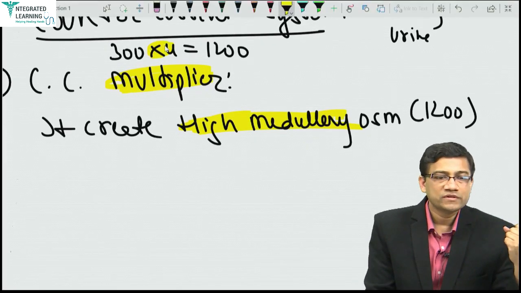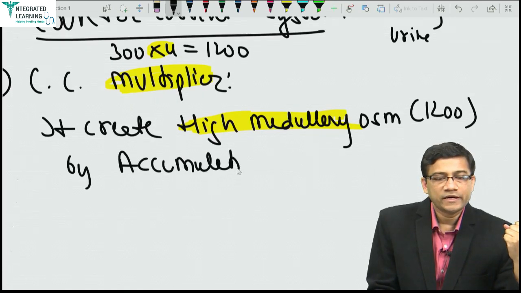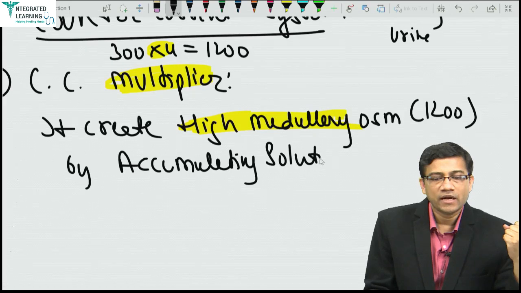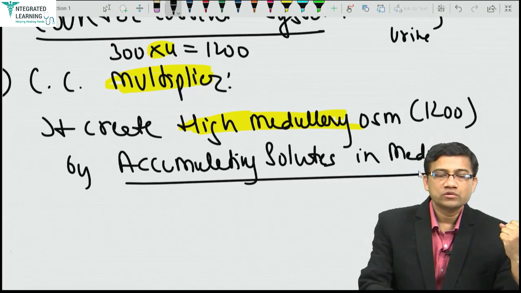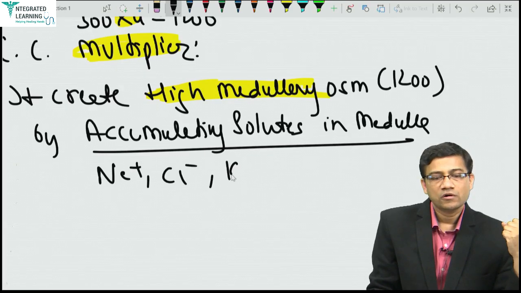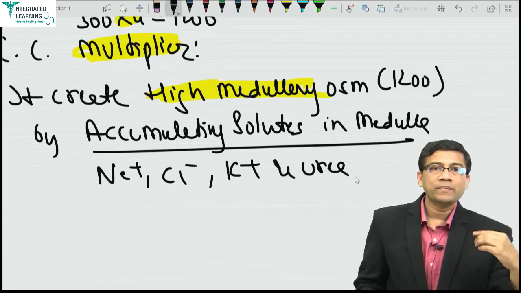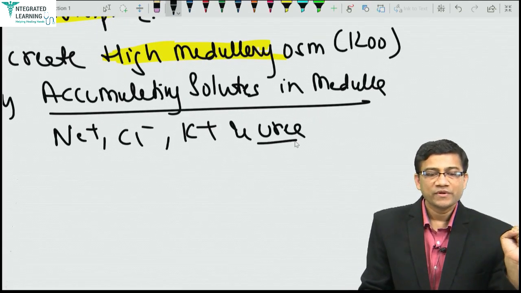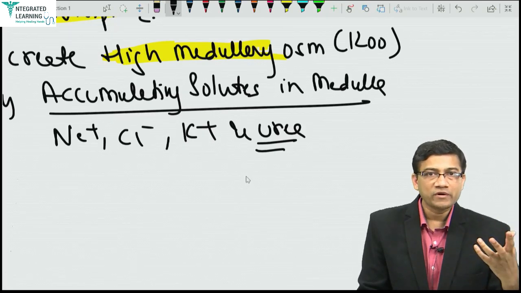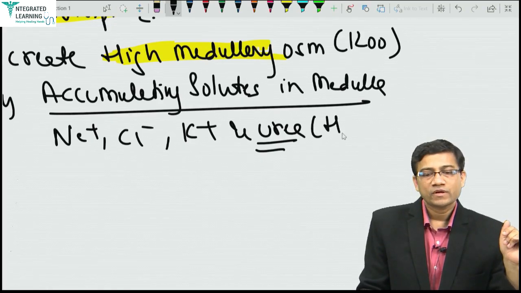So how does it do this? By accumulating solutes in the medulla. Which solutes? Mainly sodium, chloride, potassium and urea. Urea we'll discuss properly later, but right now urea plays a key role in making the medulla hypertonic. So what does the urea do? Urea is a metabolic waste, but you reabsorb it. Why? So that it can accumulate in the medulla, making the medulla hypertonic. So that's why urea helps in the counter current system.